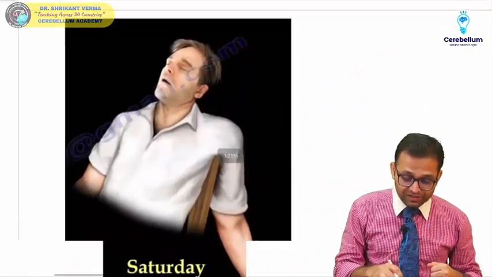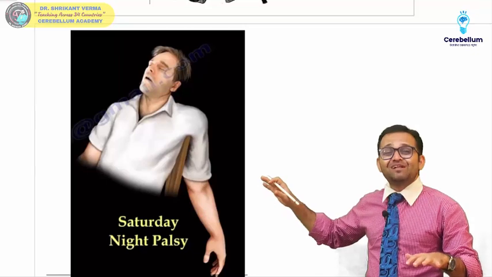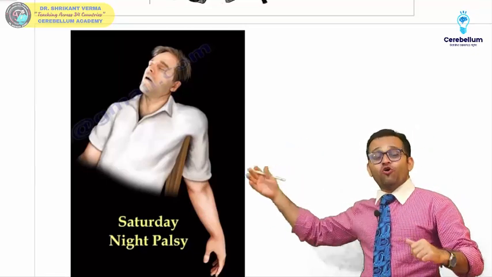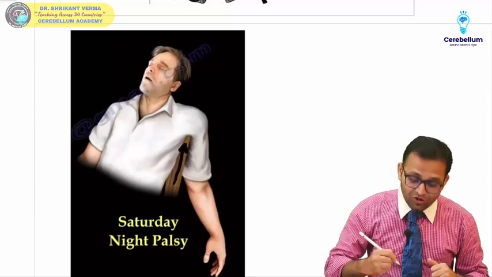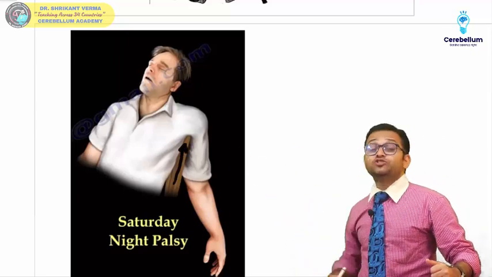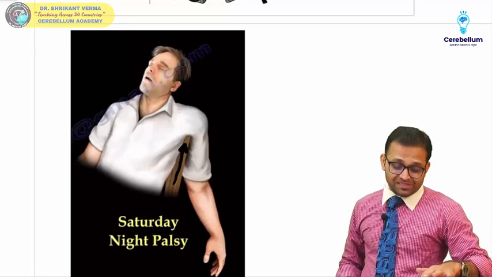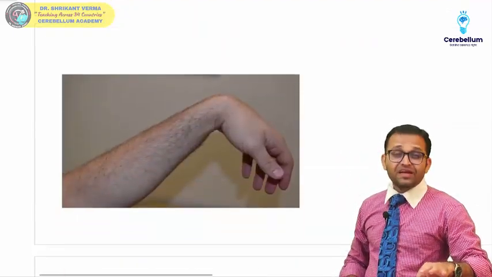Now look here, this is the very famous Saturday night palsy. Yes, on Saturday night you celebrated a party, drank, and fell asleep in a chair. So there is compression of the radial nerve along the edge of the chair. So this is our Saturday night palsy, a radial nerve clinical point we are looking at, and this is very famous.